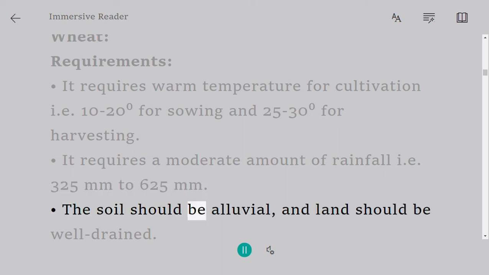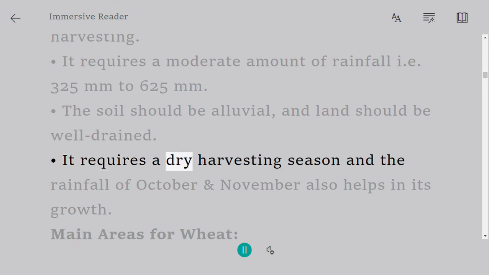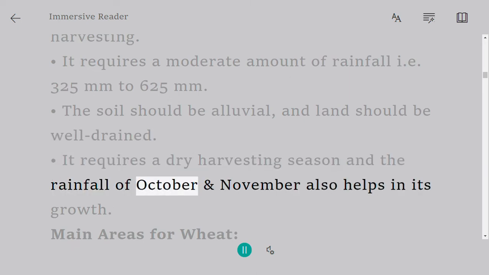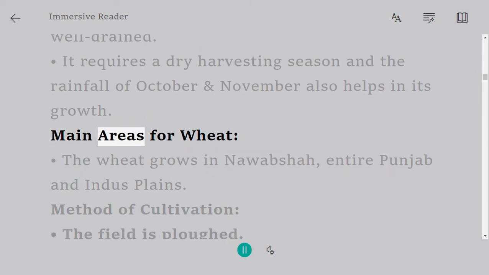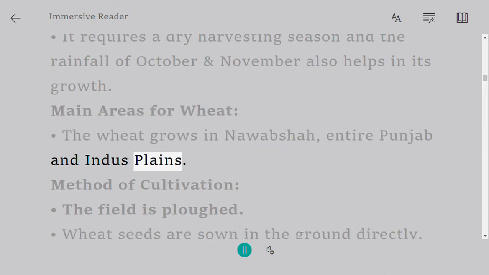The soil should be alluvial, and land should be well drained. It requires a dry harvesting season, and the rainfall of October and November also helps in its growth. Main areas for wheat. The wheat grows in Nawabshah, entire Punjab and Indus Plains.